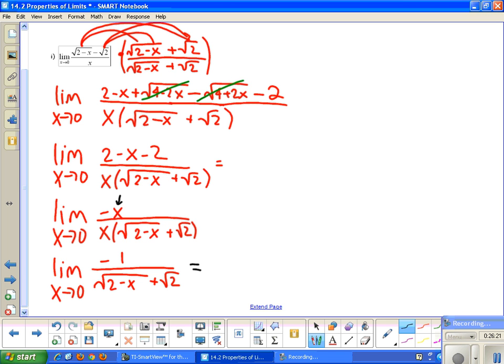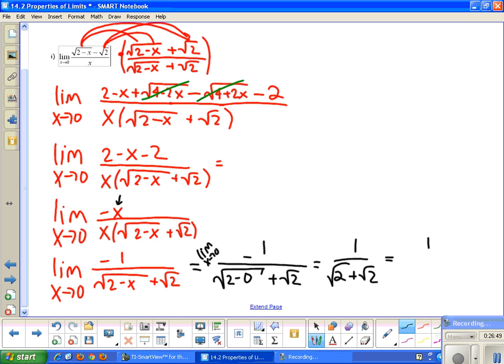So we just use the limit theorem. When I plug 0 into my equation, I have negative 1 over the square root of 2 minus 0 plus root 2. Really, whenever I'm doing this, I should write the limit as x approaches 0 each time, but I'm going to skip that part. Now for this, I get negative 1 over root 2 plus root 2. If you remember, these are like radicals. When you have like radicals, you don't change the number underneath, but you add the numbers in front. So that's negative 1 over 2 root 2.